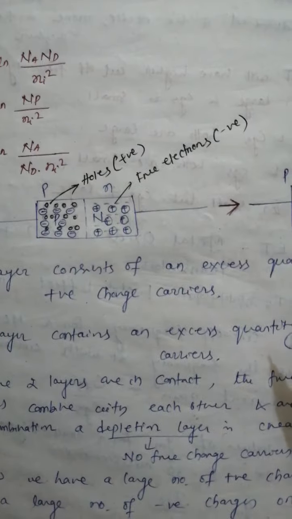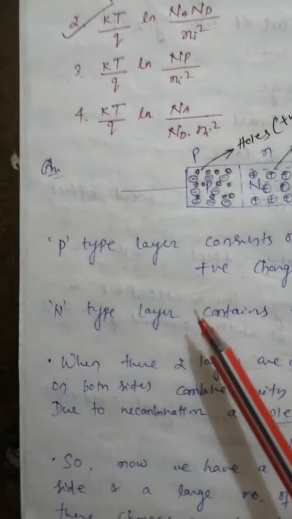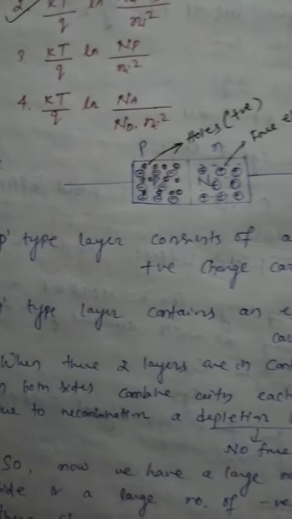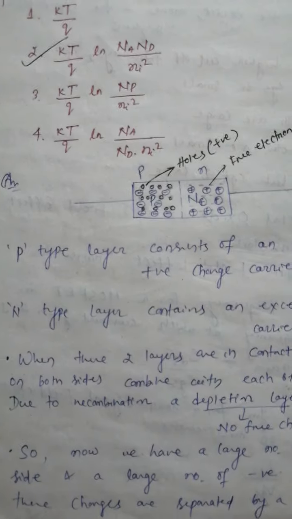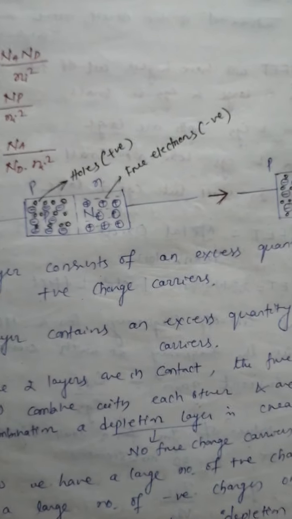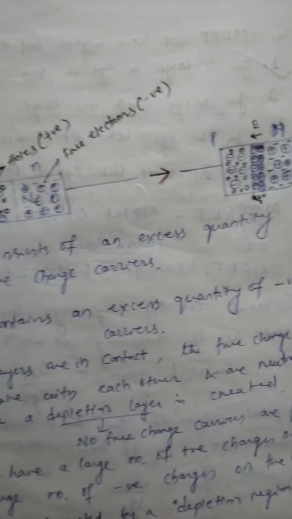P-type layer consists of an excess quantity of positive charge carriers, or the holes. Similarly, n-type layer contains an excess quantity of negative charge carriers, or the electrons. When these two layers are in contact, the free charge carriers on both sides combine with each other and are neutralized. Due to the recombination, a depletion layer is created.